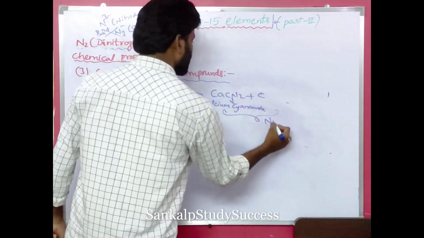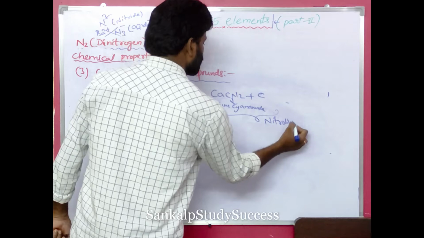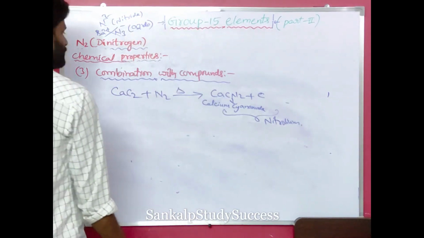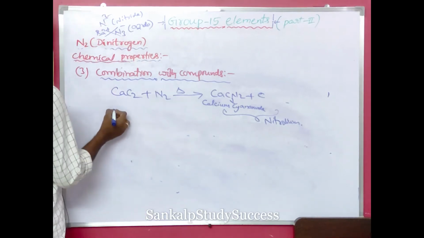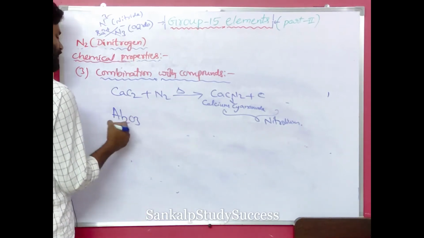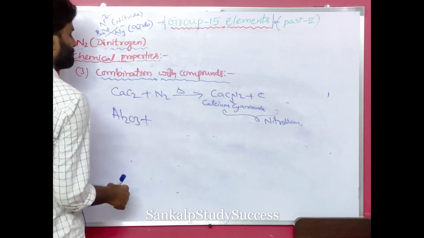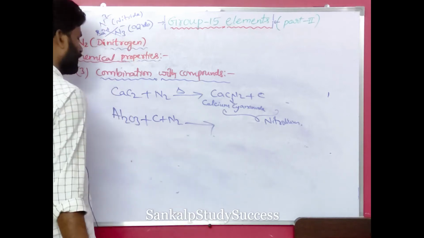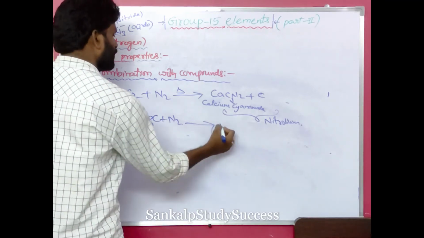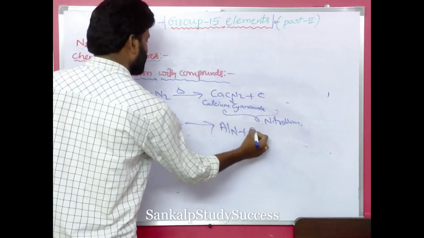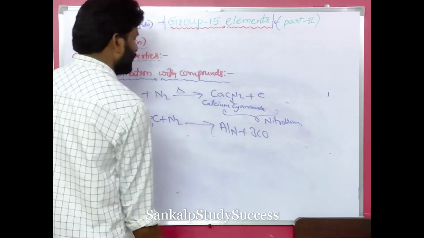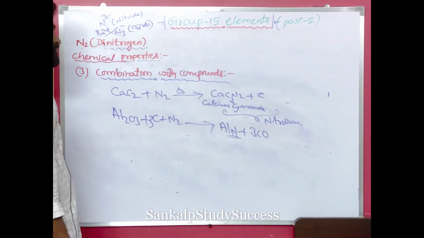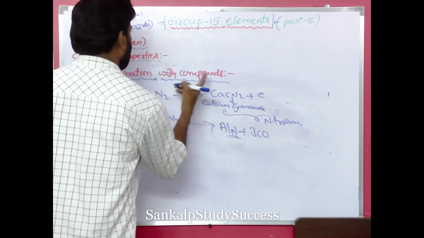This mixture is said to be nitrolim mixture. It is used as a fertilizer. It also reacts with another compound like bauxite, Al2O3, and carbon and nitrogen to form aluminum nitride, AlN, plus 3CO. Here aluminum nitride is obtained. So this is the combination with the compounds.